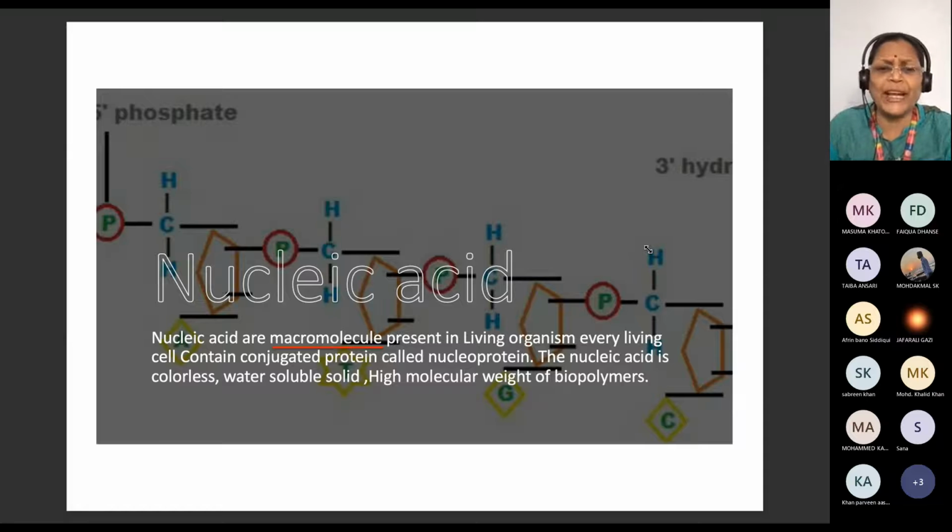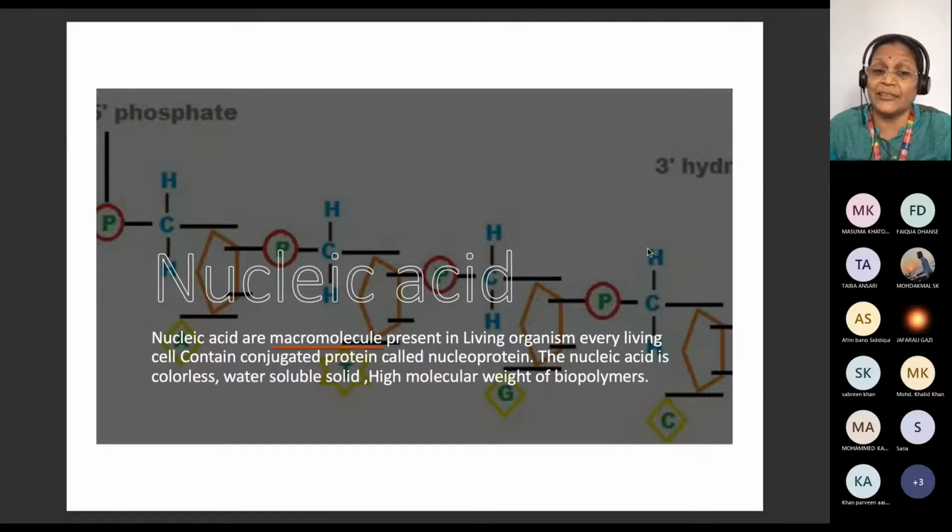So nucleic acids are the macromolecules present in living organisms. Every living cell contains DNA or RNA. So nucleic acid contains conjugated protein. Our body is full of protein, na? Everywhere we have this protein. So protein is made up of amino acids, right?